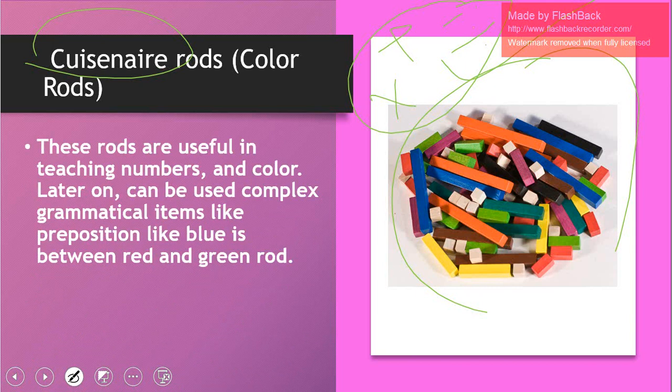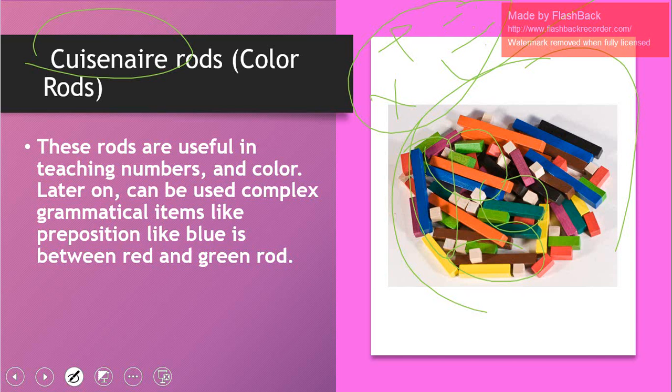These rods are useful in teaching numbers and colors. So you can teach colors to the student: this is blue, this is orange, this is kind of green, I suppose this is gray. I am color blind, I'm not good at colors, but I'm just making estimates about colors.